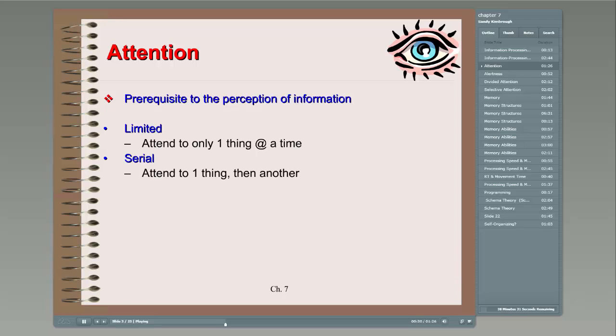Another idea is that our attention is serial. We attend to one thing and then another. That's how we seem to multitask. We pay attention to one thing, then another, then another, then another, and we can do that very quickly.